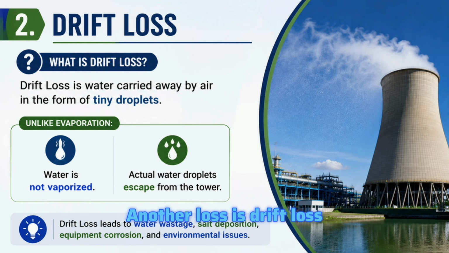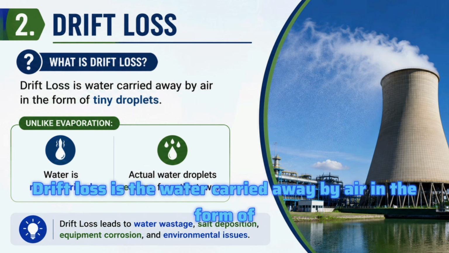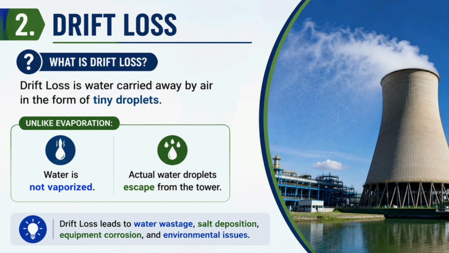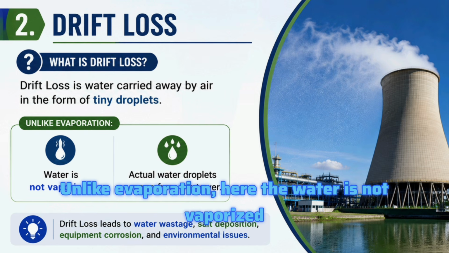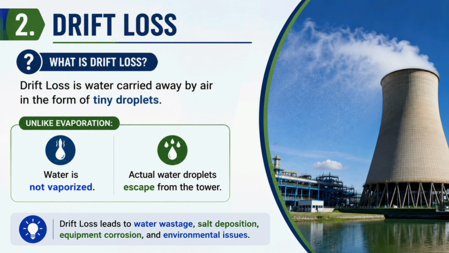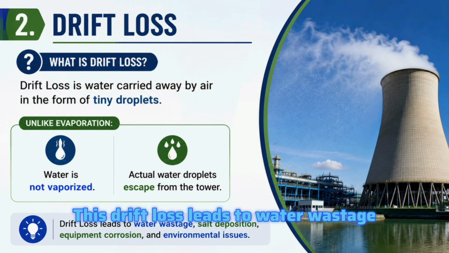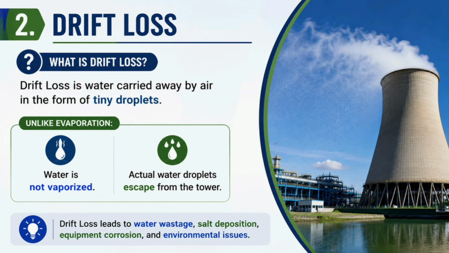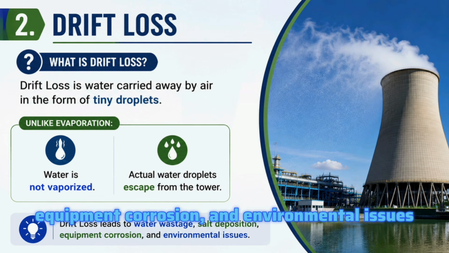Another loss is drift loss. Drift loss is the water carried away by air in the form of tiny droplets. Unlike evaporation, here the water is not vaporized. Actual water droplets escape from the tower. This drift loss leads to water wastage, salt deposition, equipment corrosion, and environmental issues.